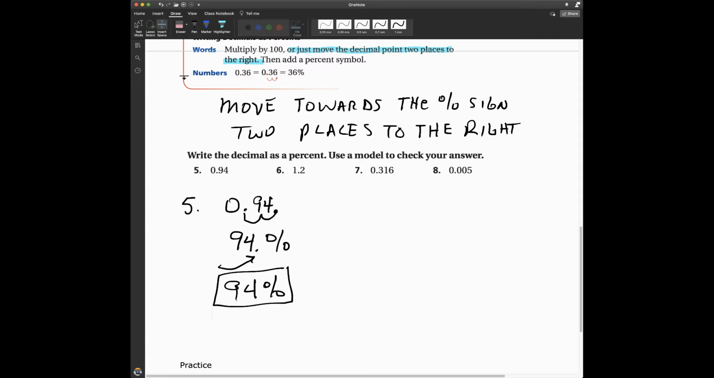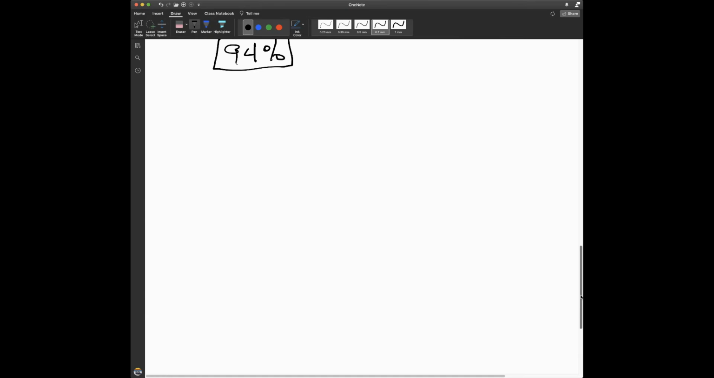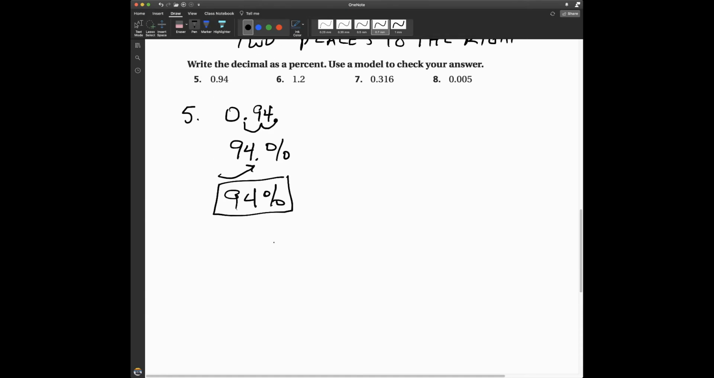Let's look at another one. Let's look at number 6. Number 6 is 1.2. Again, I want to move this 2 places in the direction of where the percent sign is going to be. There's an open space. What should I put in that open space? Right, I should put a 0 there and then put the decimal. So this should be 120%.